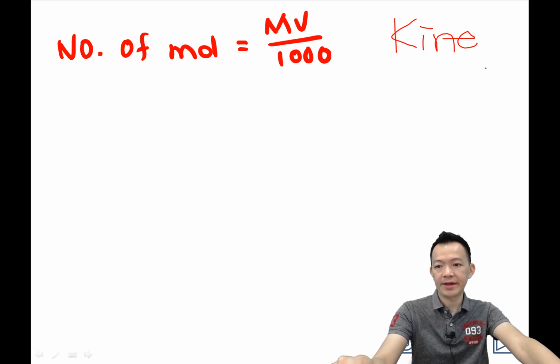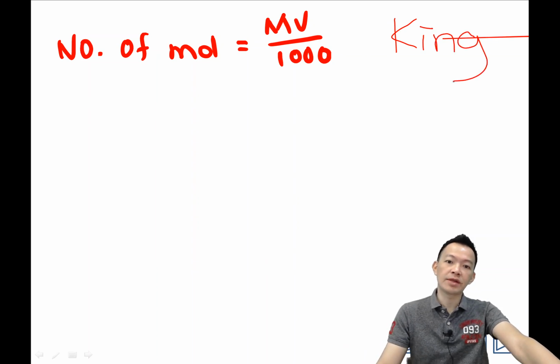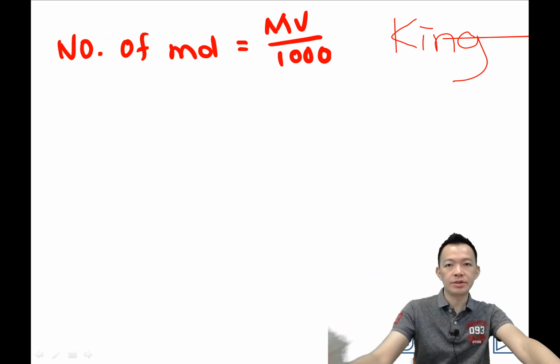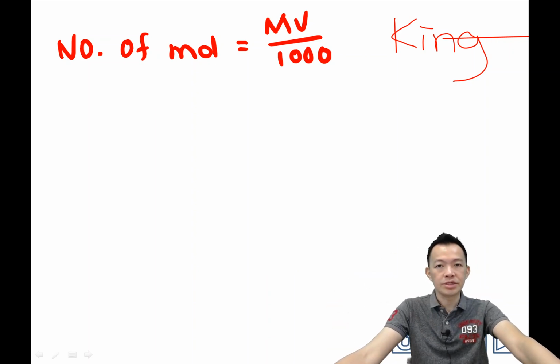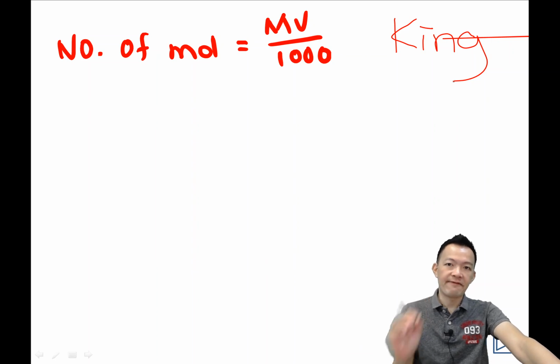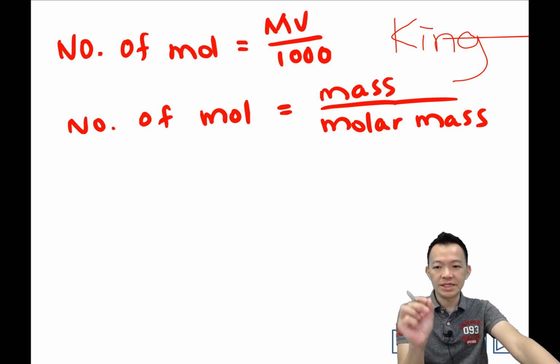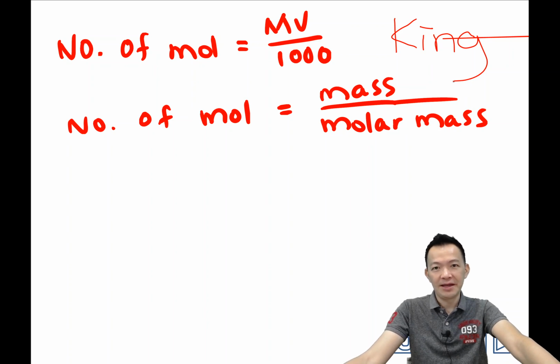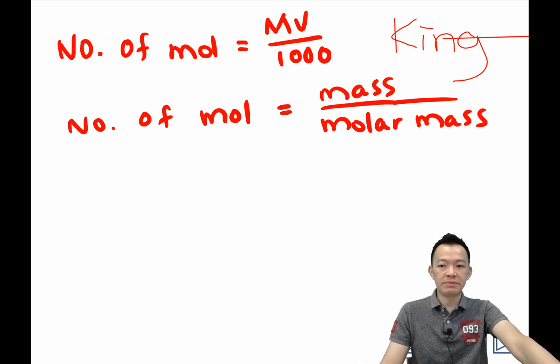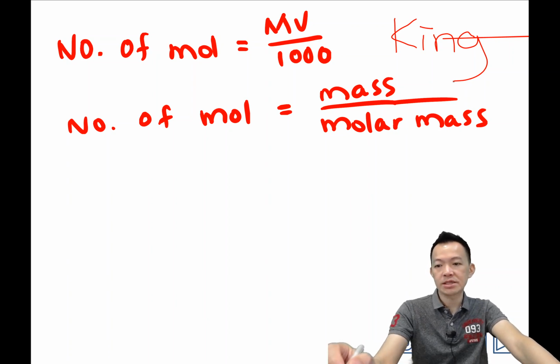In chemistry I use it the most, and I taught you this formula in the last video. Besides the king of formula, can you tell me who is the queen of formula? The second most used formula: the number of mole is equal to mass per molar mass. Still remember this formula? If you don't know it, you must have failed your exam. So the number of mole equals mass per molar mass. This is what we call the queen of formula.